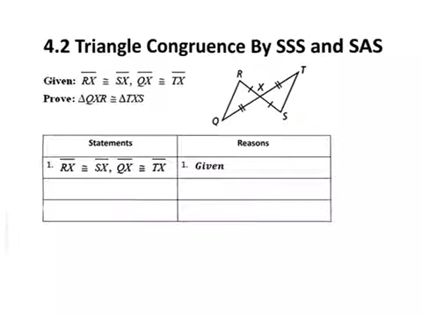And if we look carefully here, we're trying to prove using either side, side, side or side angle side. But there's no real way for us to show that RQ is congruent to TS. We don't have any rules for that. There's nothing we can use.